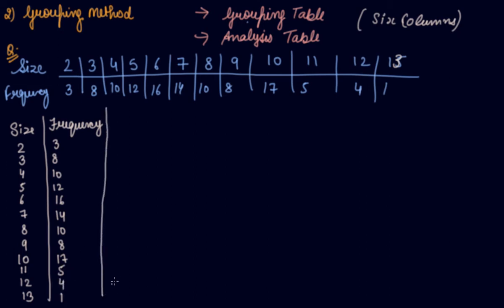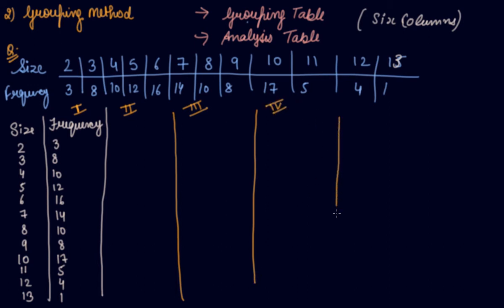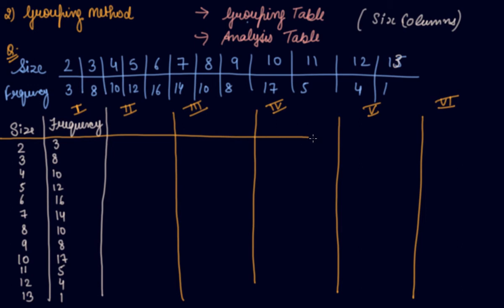Then you make the 6 columns. So the frequency column is your first column. Then you make the second column, then the third column, then the fourth column, then the fifth column, and then comes your sixth column. Now in the first column, this is the simple frequency.